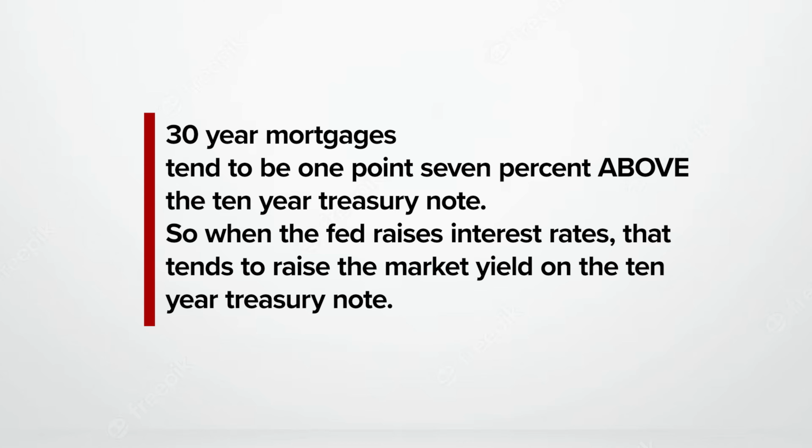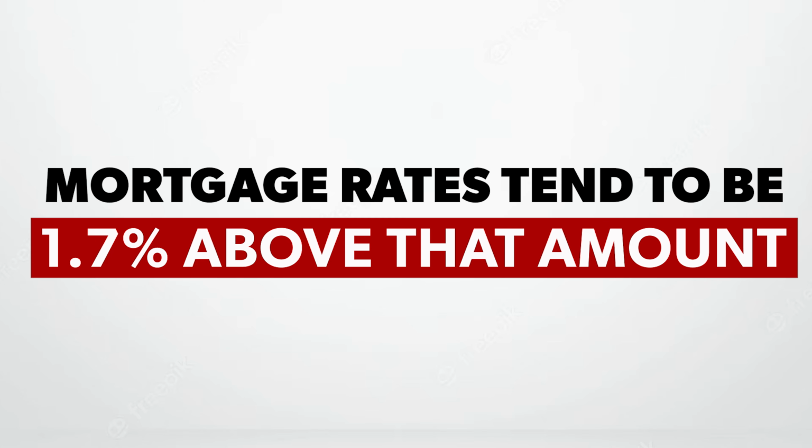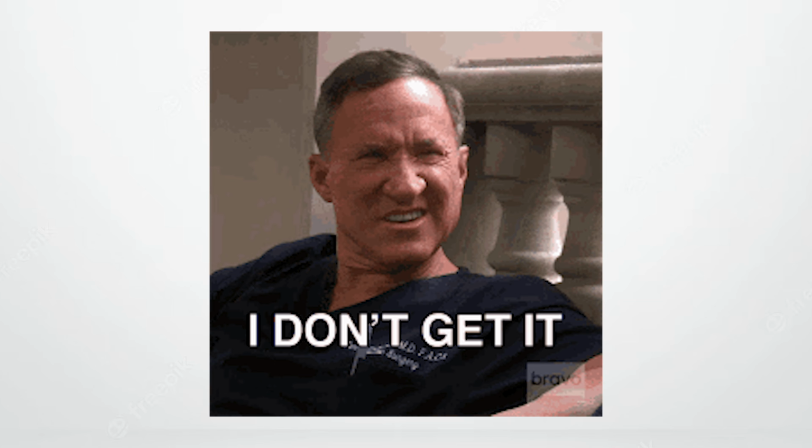Historically, the 30-year mortgage rate tends to be 170 basis points above the 10-year Treasury note. In other words, 30-year mortgages tend to be 1.7% above the 10-year Treasury note. So when the Fed raises interest rates, that tends to raise the market yield on the 10-year Treasury note. When that happens, mortgage rates tend to be 1.7% above that amount. So if that's the rule, then why on earth are mortgage rates about 245 basis points higher instead of 170?